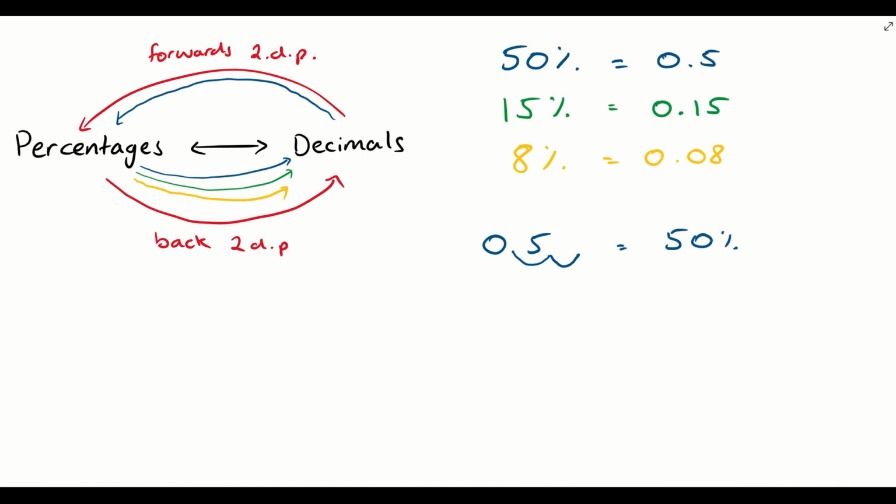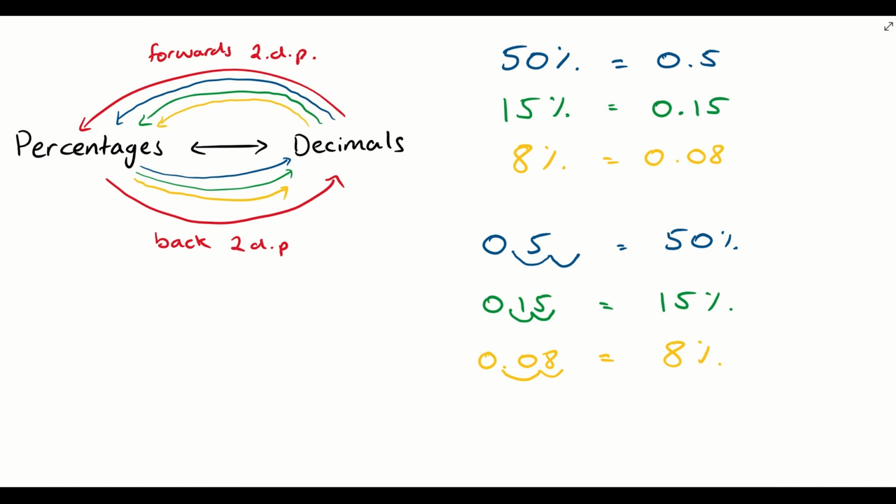And well, what about 0.15? Well, we need to go forwards 2 decimal places. So we go forwards to 1.5 and another one to 15. Our answer is 15%. And finally, 0.08. We need to go forwards 2 decimal places because we're going from a decimal to a percentage, and 1 decimal place to 0.8 and another one to the number 8 itself. And we end up with 8%.